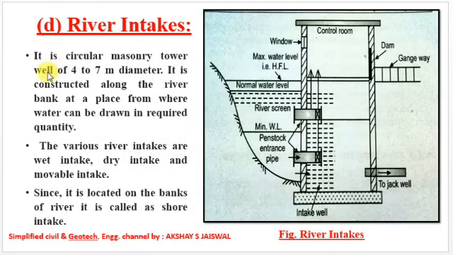It is circular masonry tower well of 4 to 7 meter diameter. Here diameter of this intake structure is 4 to 7 meter. It is constructed along the river bank at a place from where water can be drawn in required quantity. Here intake structure is installed at this suitable location because water level is sufficient here, so that we can draw water from this upper pipe as well as this lower pipe.